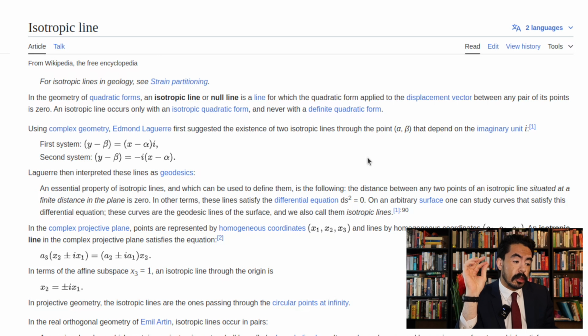Continuing on, using complex geometry, Edmond Laguerre first suggested the existence of two isotropic lines through the point (alpha, beta) that depend on the imaginary unit i, where the first isotropic line is y minus beta equals i times the quantity x minus alpha, and the second one is y minus beta equals negative i times the quantity x minus alpha. But before I dig into that any further, red flag, the name Edmond Laguerre, and we ask ourselves, where have we heard that name before?